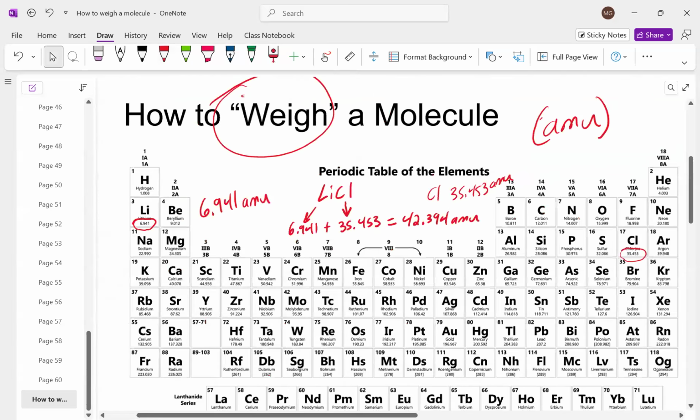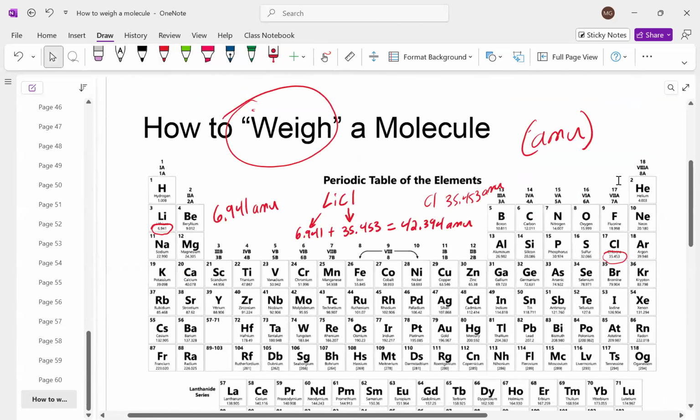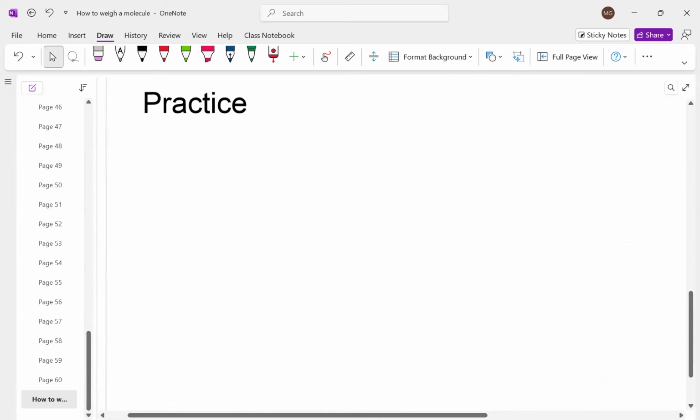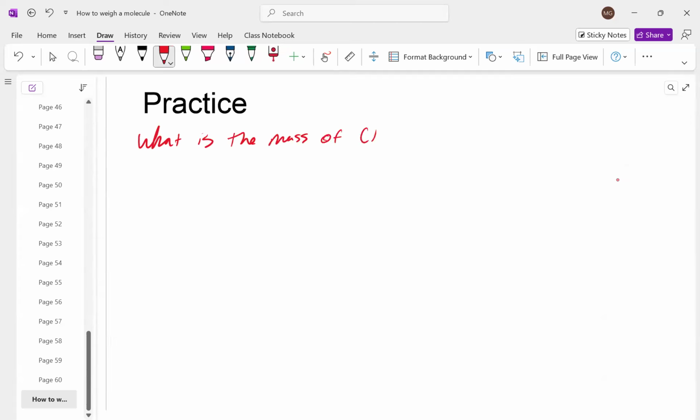So let's get a little bit of practice with this, and find the mass of this compound. This is methanol. So what we need to do is look at how many of each atom we have, and then look at the periodic table. So we have one carbon, and then there are a total of 4 hydrogens and 1 oxygen.